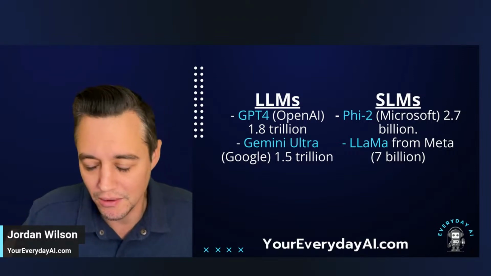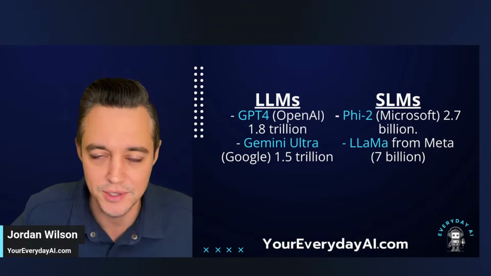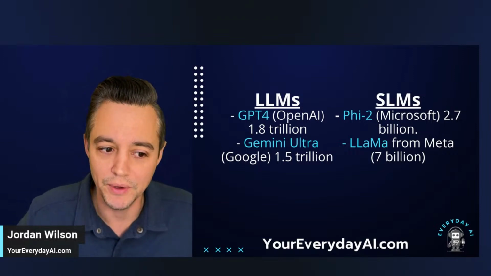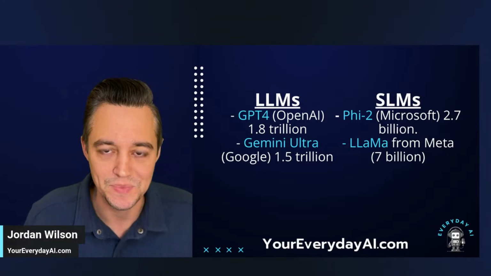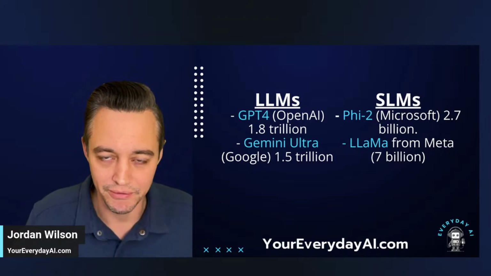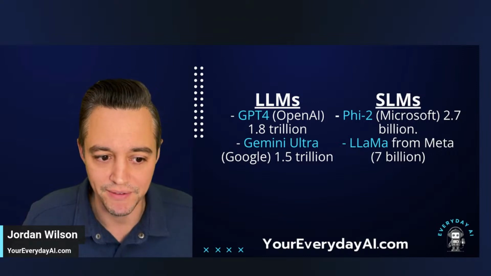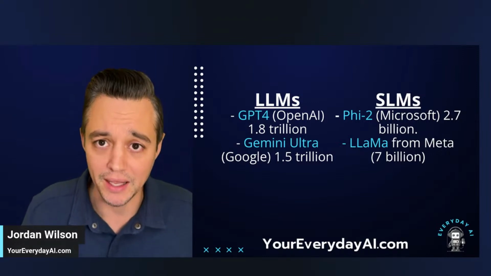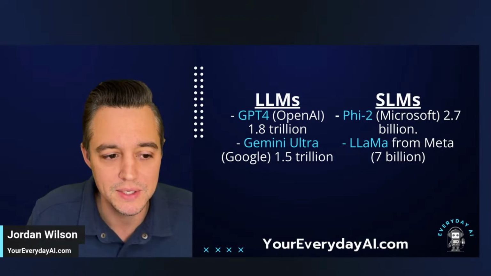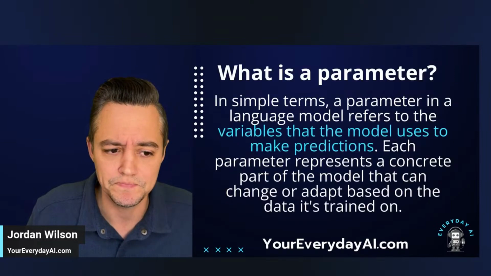We can pick hairs on the parameters all day. Again, those are estimates, those are reports, etc. But those are some big names out there. We're talking OpenAI, Google, Meta, Microsoft. So there are these smaller, more flexible models like Phi 2 and Llama. Then you have your big ones: OpenAI's GPT-4 and Gemini Ultra.